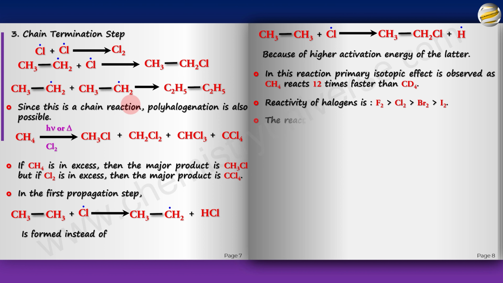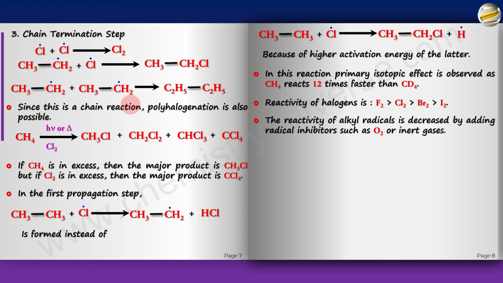Now, the reactivity of alkyl radicals is decreased by adding radical inhibitors such as O2 or inert gas. Now, if you add O2 or inert gas, the chances of the reaction happening become less. Sometimes they are hindered, sometimes they are even stopped. If you simply add O2, what will happen is the pi bond of O2 breaks and there are two diradicals formed. One of them will react with the R dot and consume it and form a peroxide radical.